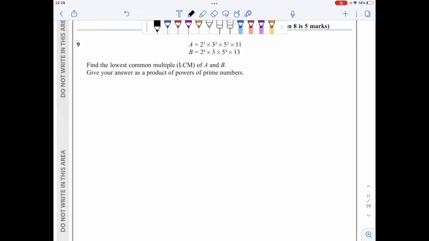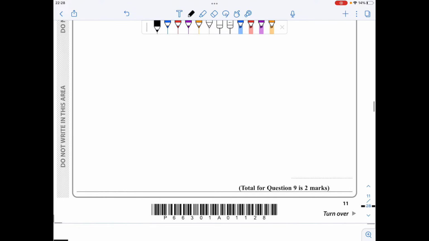For question 9, to find the lowest common multiple, I will use all the prime factors to their highest powers. So I get 2 to the power of 4 times 3 to the power of 2 times 5 to the power of 4 times 11 times 13.